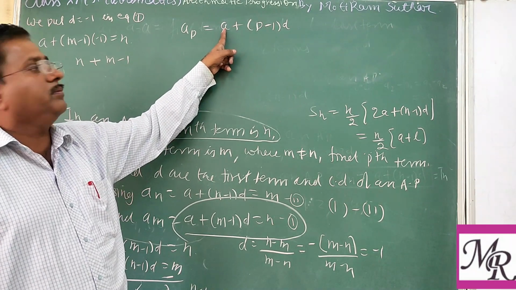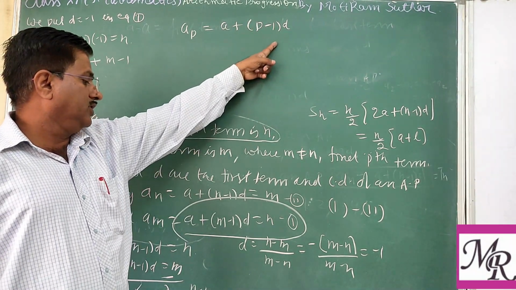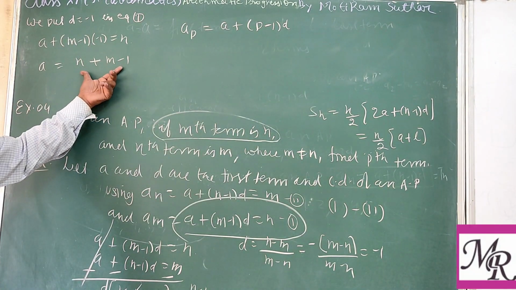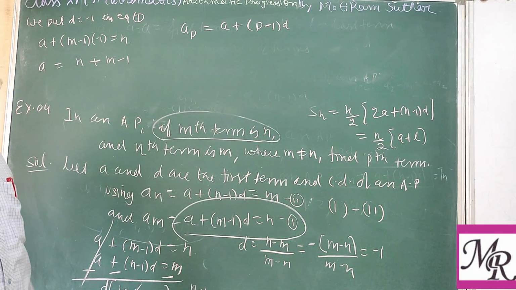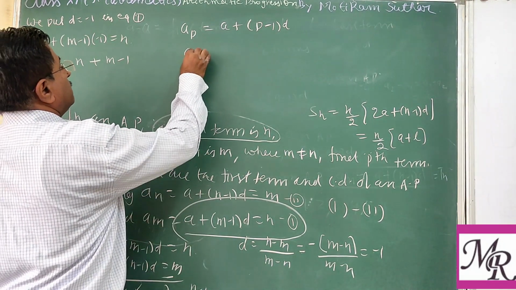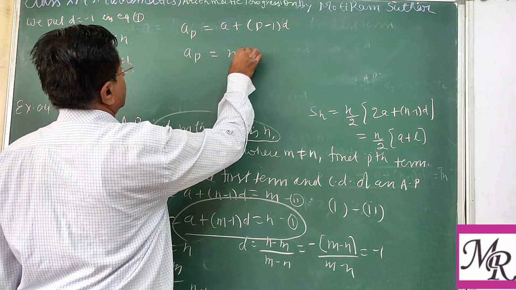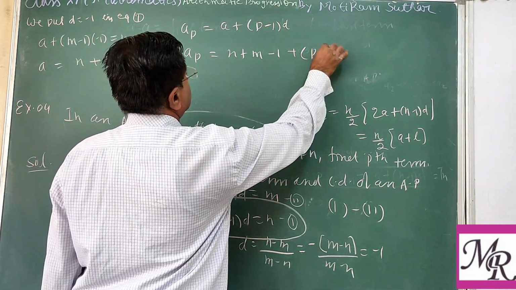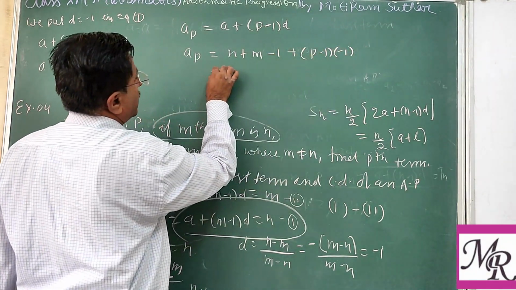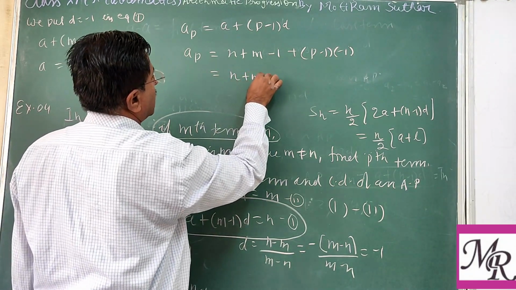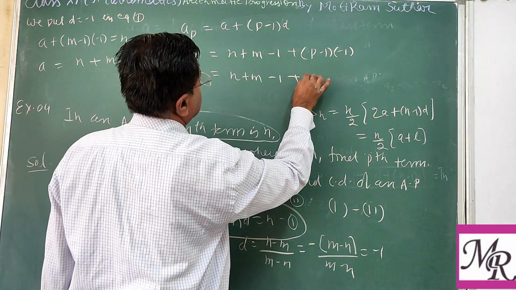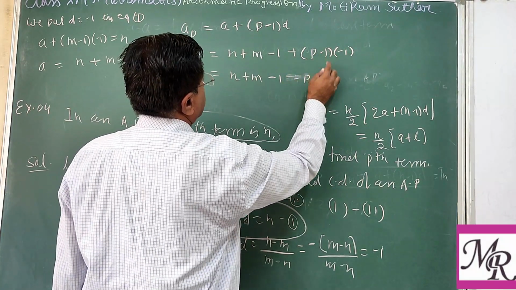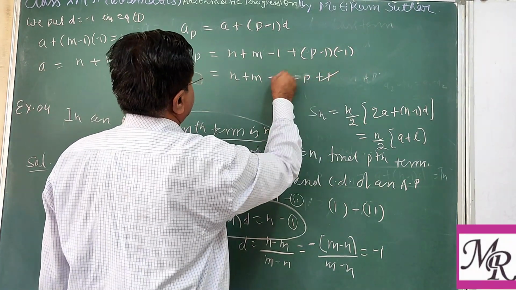Now you put the value of a and d. d we are getting as minus 1, a we are getting as n plus m minus 1. So AP equals n plus m minus 1 plus (p minus 1) into minus 1. Now simplify this: n plus m minus 1, plus this is minus p, minus minus plus 1. So this cancels out.